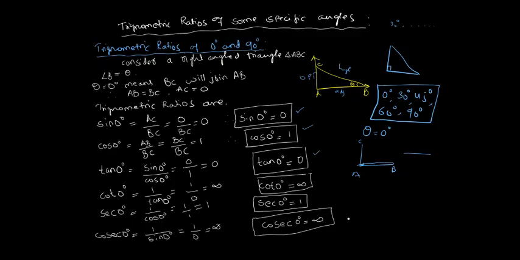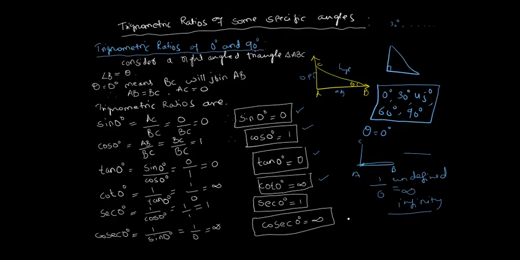Now cot 0 degree will be 1 by tan, 1 by 0. So whenever we come across the quantity 1 by 0, it is undefined. So such undefined terms we will denote by infinity. Here 1 by 0 is generally denoted by infinity. It may be any larger value. So that's why we can write cot 0 degree equal to infinity, or you can write not defined also.